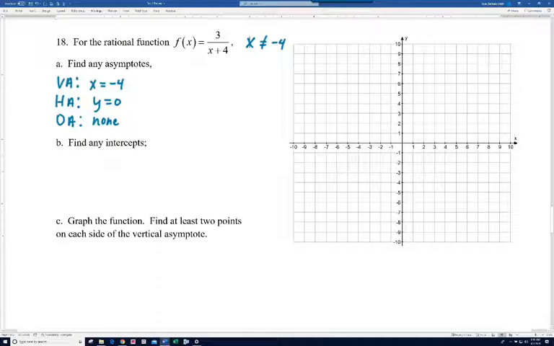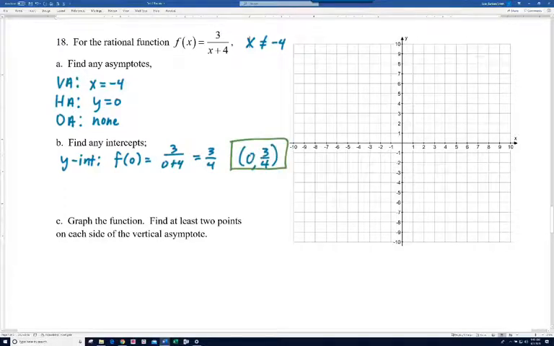Next, we need to find a few points. So the easiest to find are usually intercepts, or at least certainly the y-intercept's pretty easy to find. So let's find f of 0. So we get 3 over 0 plus 4, which is 3/4. So (0, 3/4) is your y-intercept. To find the x-intercept, we're going to let y be 0. Remember, f of x is just another name for y.